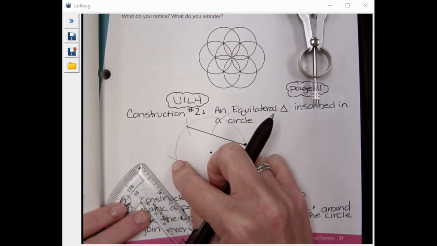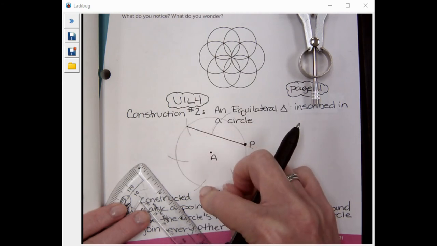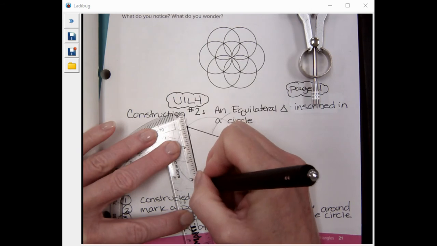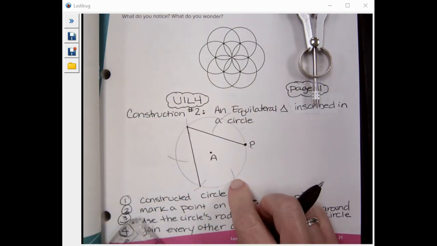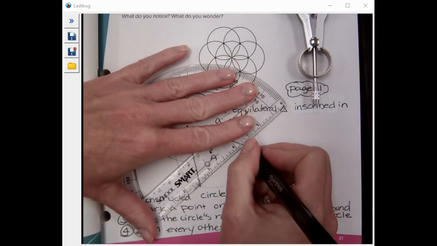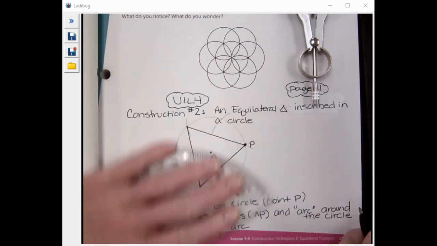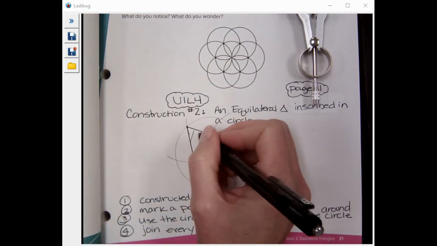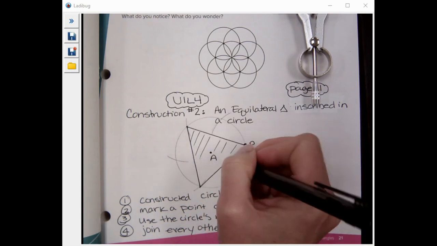That's consecutive. So I'm going to join it to the one after it. That would be my every other. And conveniently, this point, not joining it to the next one, but to join it to every other, means I'm going to come back around to P. And when I've done this, this is my equilateral triangle that's been constructed inside my circle.